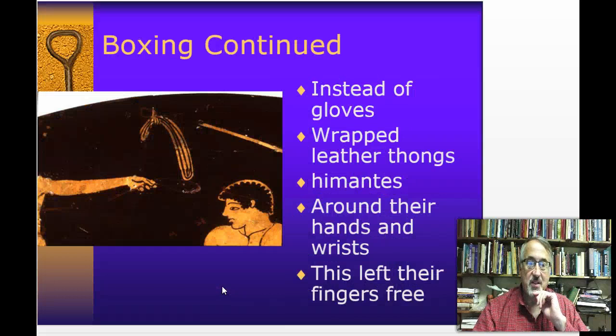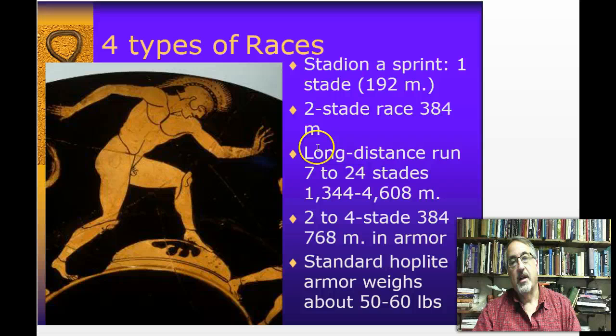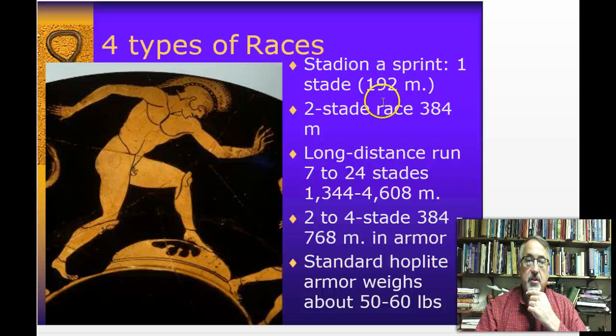There were four kinds of races as well, mainly by length. For example, a stadion, which was a sprint, one stade. This is where we get our word stadium. A stadium is at least one stade long, which is 192 meters. And a meter, of course, is about 39 inches, so it's longer than a yard. Then a two-stade race, then longer races between 7 to 24 stades.